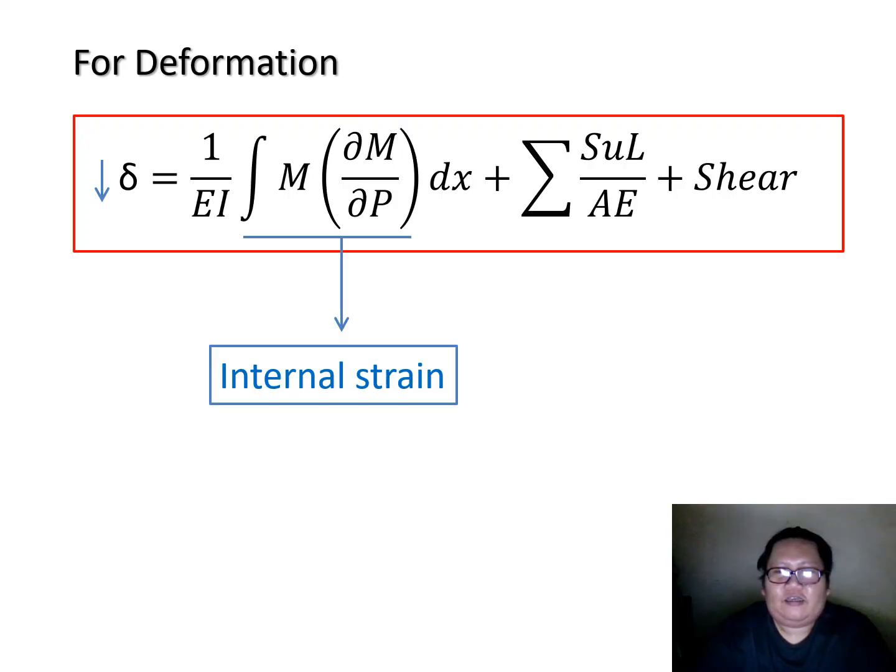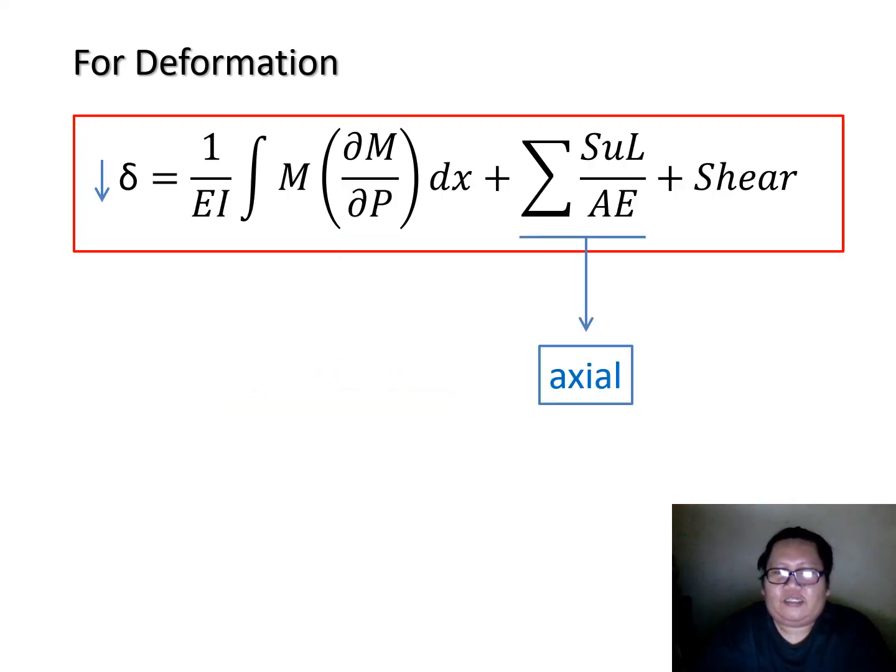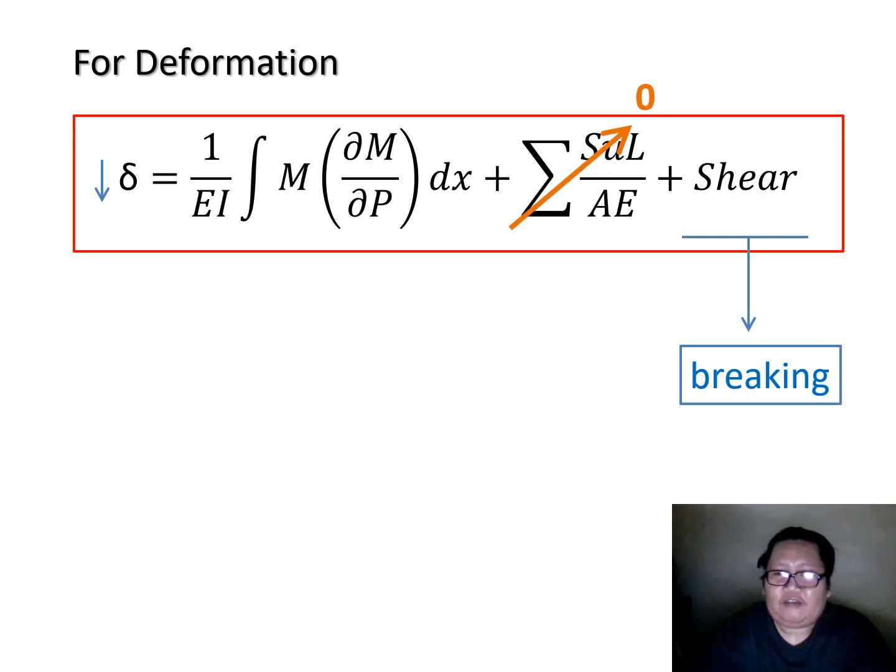And of course, instead of adding the summation of SUL over AE, we are going to neglect this axial term since we're not trying to quantify the deformation along its longitudinal axis caused by the force acting on the transverse area of the section or of the material. And at the same time, we are not trying to consider the breaking of the material, because all we have to quantify is the strain, the elasticity of the elastic member, and we're not going to break it, so therefore we're going to equate that to 0.